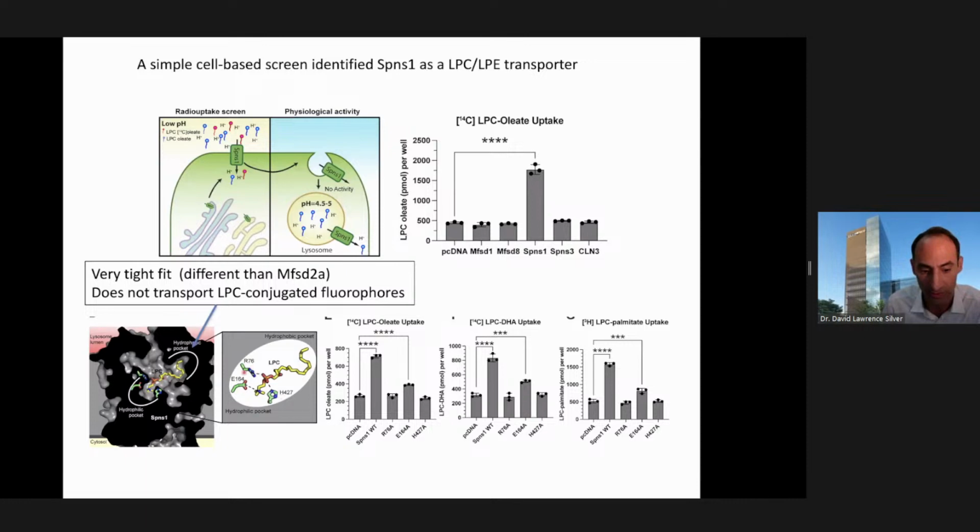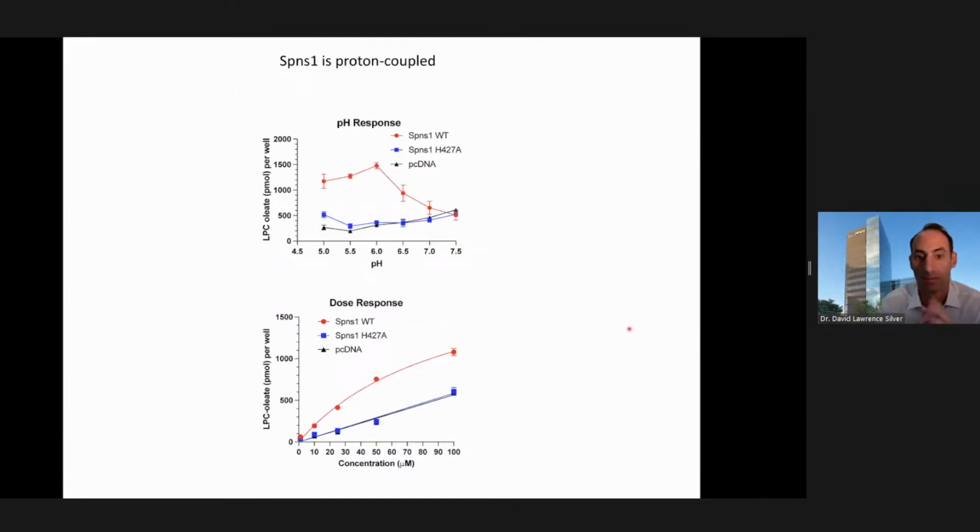So we've made mutants in these potential head group coordinating residues, and most of these are dead. They do not transport. What this graph shows you is that SPINS1 wild type can transport LPC oleate, LPC DHA, LPC palmitate. It doesn't seem to have a lot of specificity for the acyl tail, in fact, whereas MFSE2A has a lot of specificity for the type of acyl tail. Since this is a lysosomal protein, we did a pH response, and SPINS1 is exclusively functional at lysosomal or near lysosomal pHs, consistent with a proton-driven process. The bottom graph shows a dose response typical for an MFS protein, a facilitative transporter.